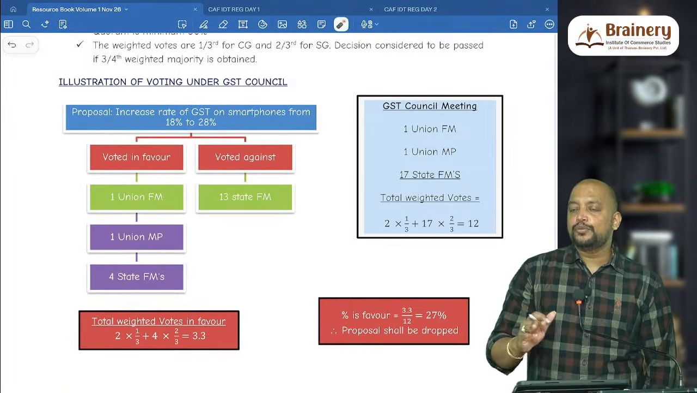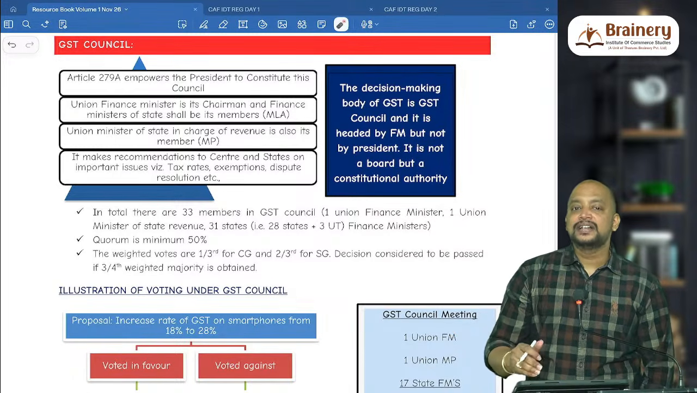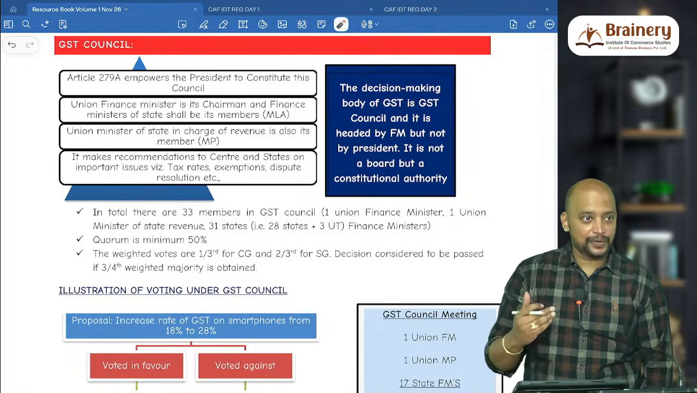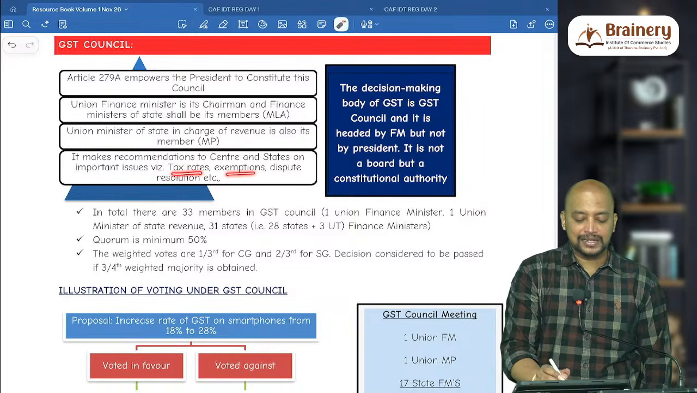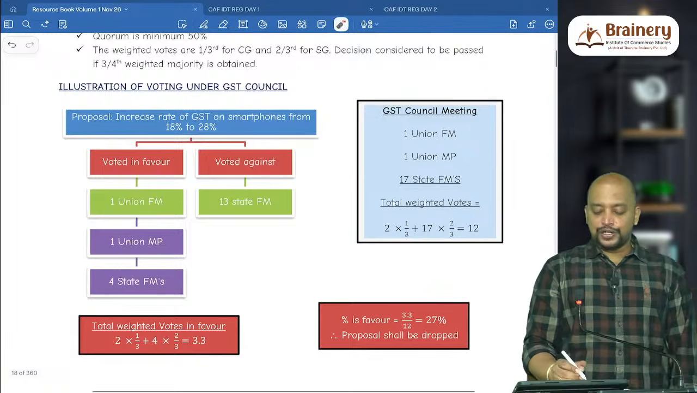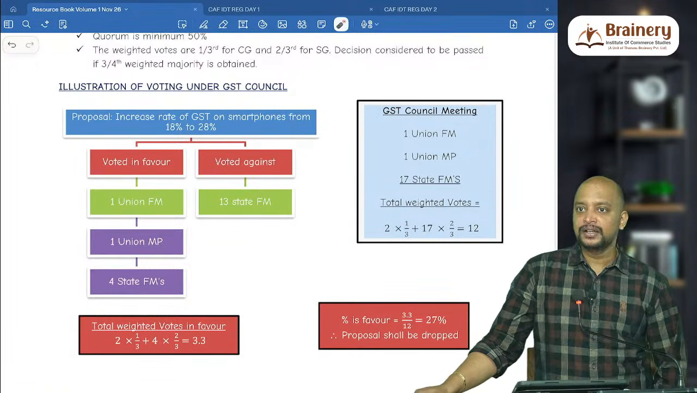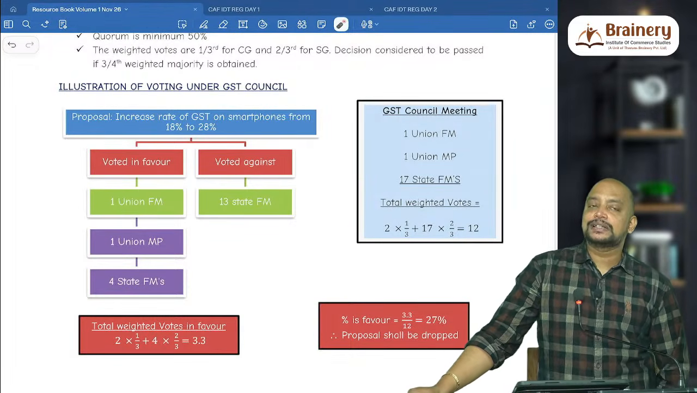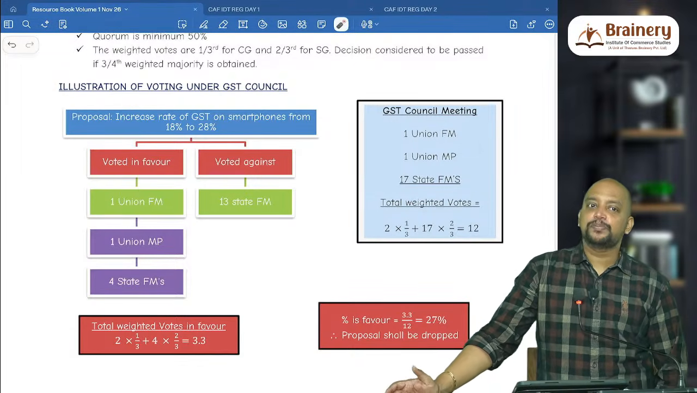There is a proposal. And mostly what decisions will they take? Mostly tax rates, exemptions, what exemptions to bring, what exemption to withdraw, and change in the procedures, etc. Important issues like tax rate, exemption, dispute resolution, etc. These decisions. And there is a proposal to increase the rate of GST on smartphones from 18% to 28%. Right now 18%, and now smartphone has become a necessity. Whenever things become a necessity for the people, the finance minister likes that, so that they can increase the rate and people will be using it.